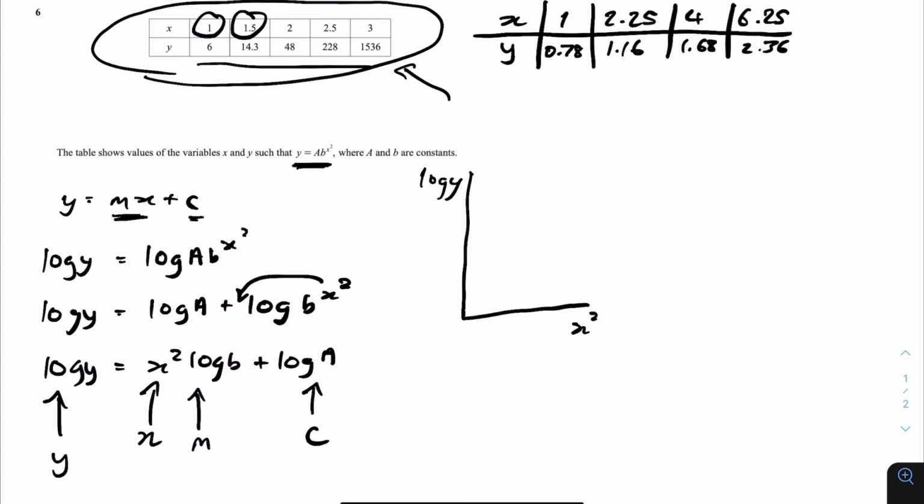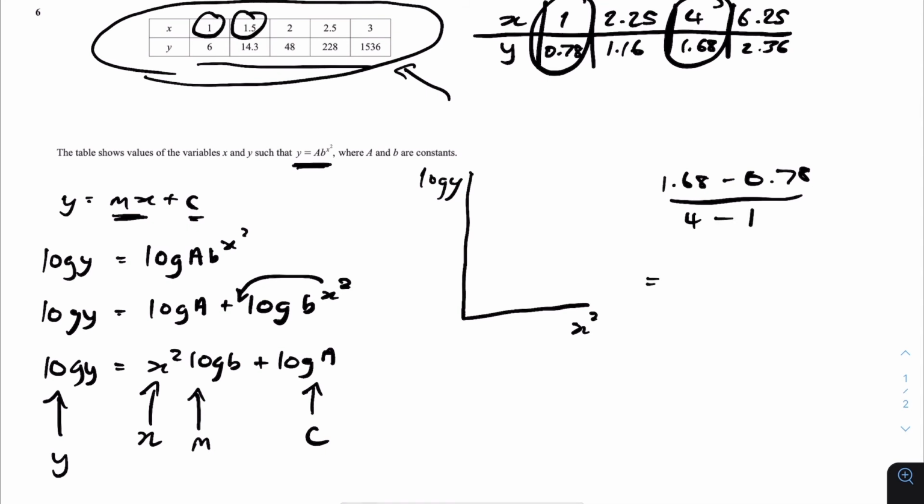So let's just take this point and this point here, just because they have a whole number for the x coordinate. So 1.68 minus 0.78 over 4 minus 1 is our gradient. Let's do this on our calculator, 1.68 minus 0.78. That's 0.9, so it's 0.9 over 3, which is equal to 0.3, which is a nice number as well. So right now we have y equals 0.3x plus c, which is our y-intercept.